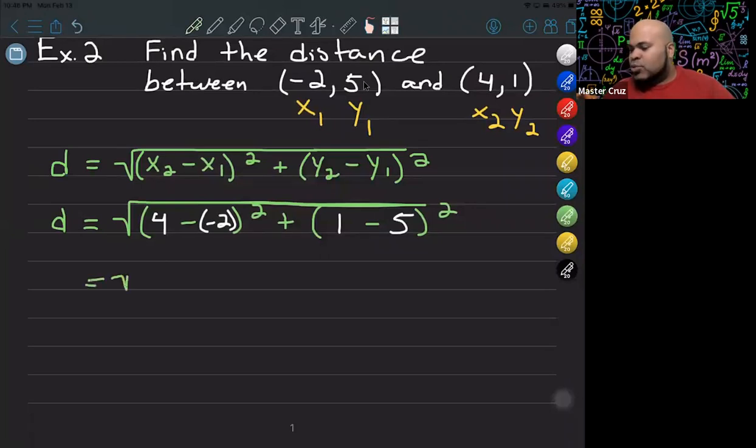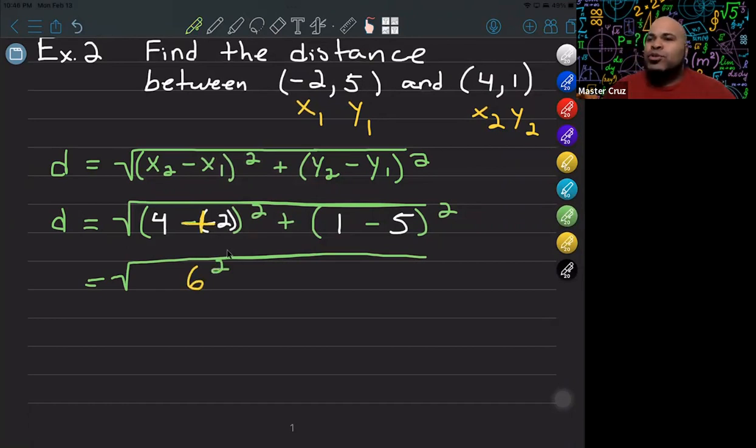So this is going to be the square root of, let's simplify. This is 4. Really, this is 4 plus 2, right? Because double negatives you connect them and you make a plus sign with that parentheses. So that's just 6 squared, okay, because it's 4 plus 2. And there's a plus sign here. 1 minus 5, sorry, is negative 4. So because it is negative 4, I'm going to put it in parentheses, and I'm going to put a square here, and this equals. Let's simplify.